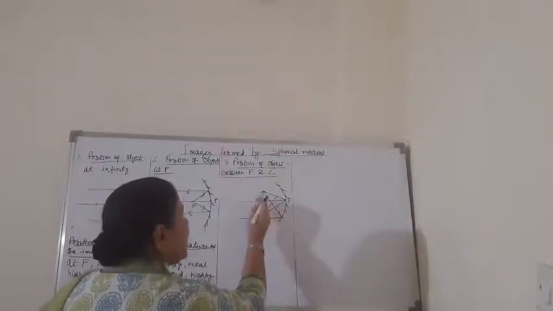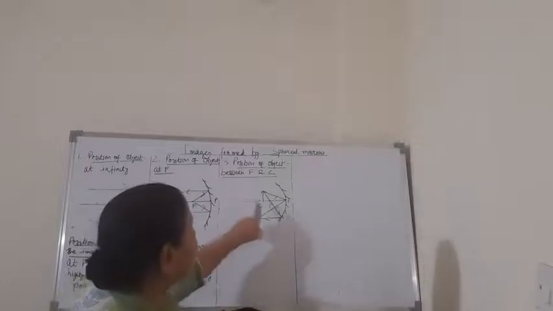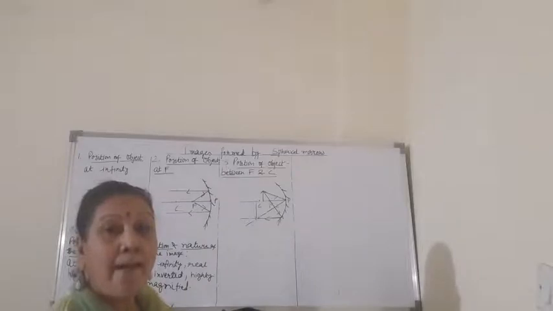They intersect here beyond C. This is C, this is F. They intersect beyond C and the image will be magnified.